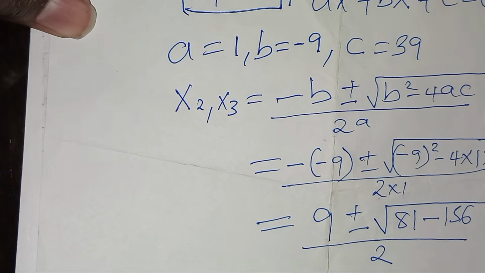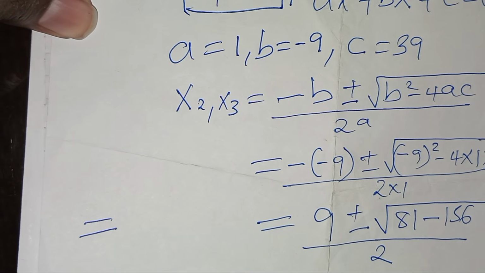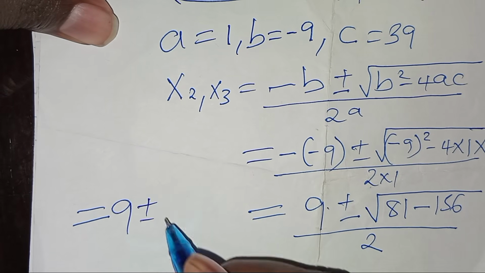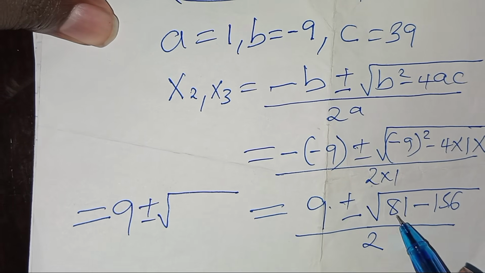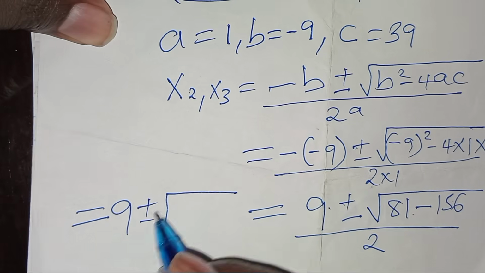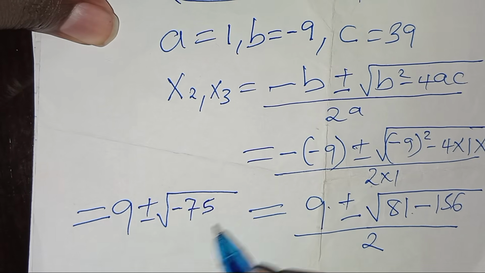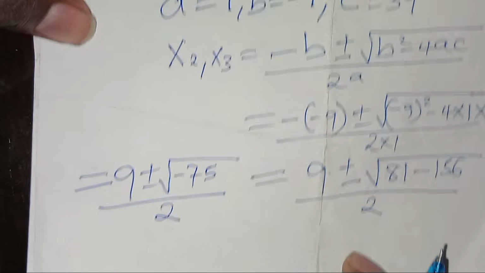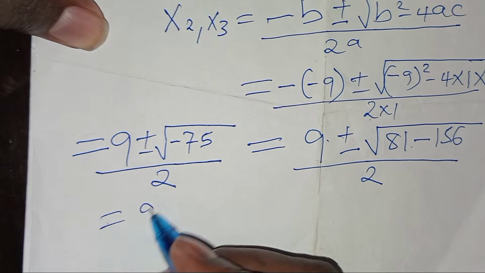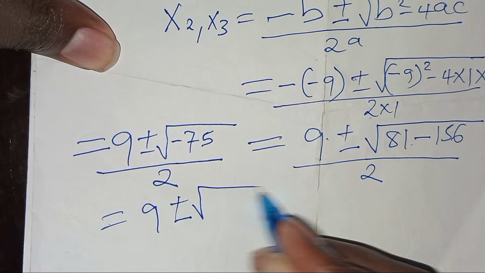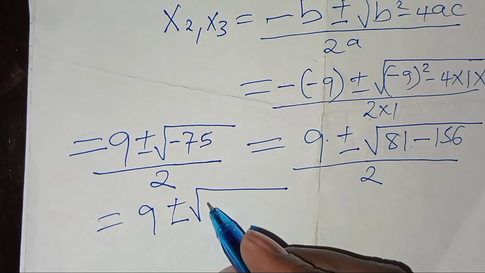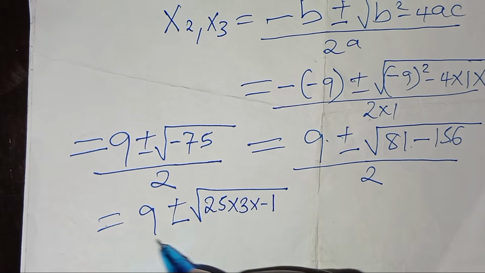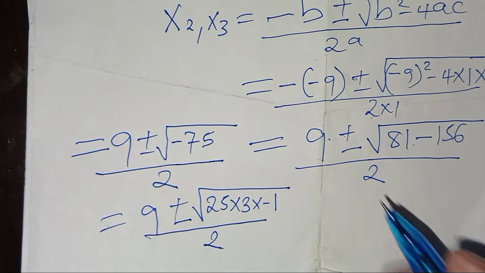So let's proceed here. So here we have 9 plus or minus the square root of 81 subtract 156. This is -75 divided by 2. So this is equal to 9 plus or minus. We can express -75 as 25 times 3 times -1 divided by 2.